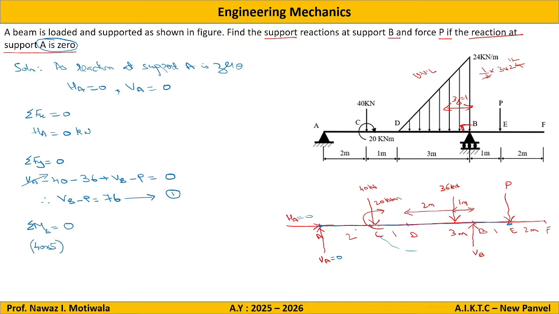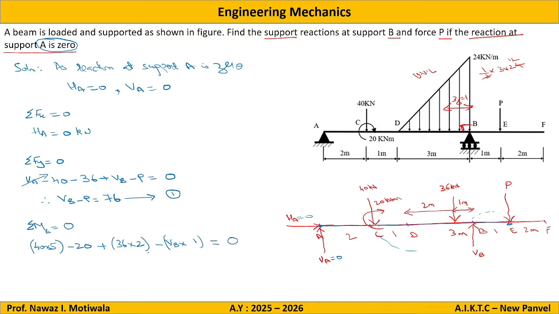Then this force is again making an anti-clockwise moment, so it will be plus 36 into the distance from point E, which is 1 plus 1, that is 2. Then we have VB, which is making a clockwise moment, so it will be minus VB into the distance from point E, which is 1. Then we have force P, which is passing through point E itself, so the moment will be 0. Everything we have considered should be equal to 0.